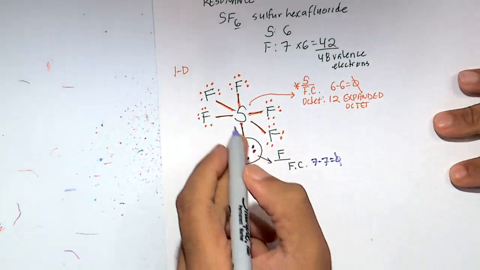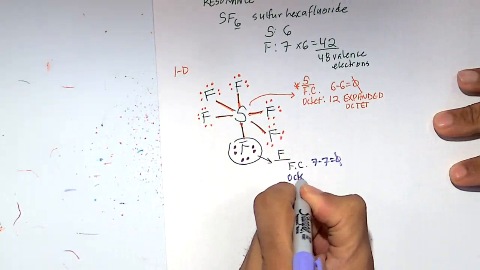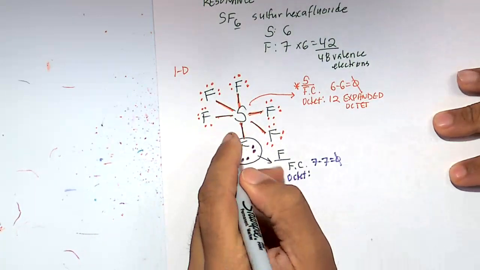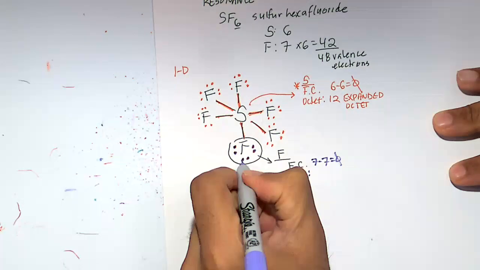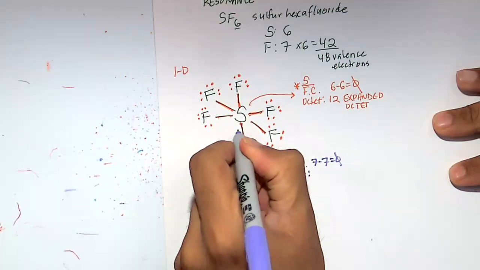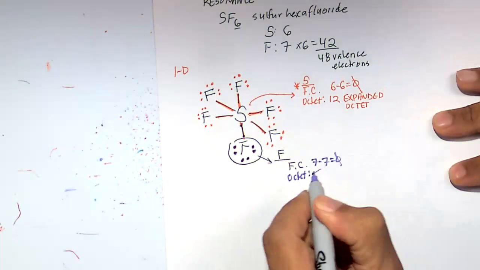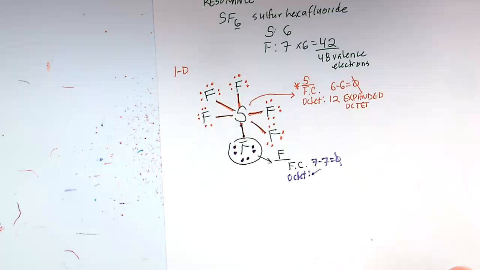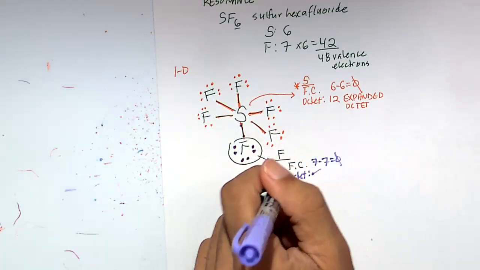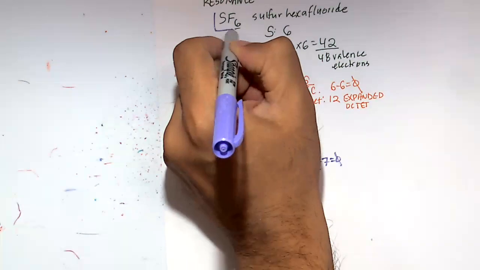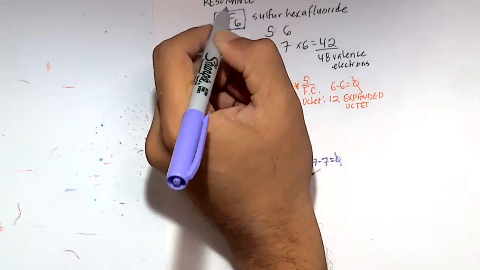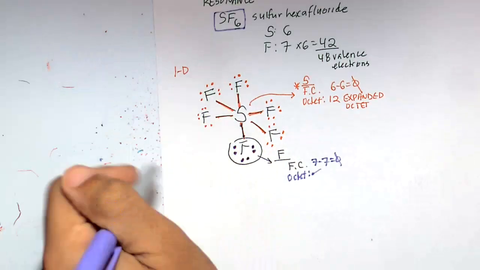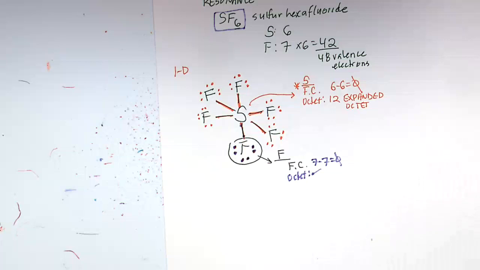Octet rule for fluorine. Count everything individually. 1, 2, 3, 4, 5, 6, 7, and 8. So it's not an expanded octet, and that's okay for the octet rule. So total charge is 0. If I were to give you this on the exam, you'll see there's no charge, 0, so everything is good.